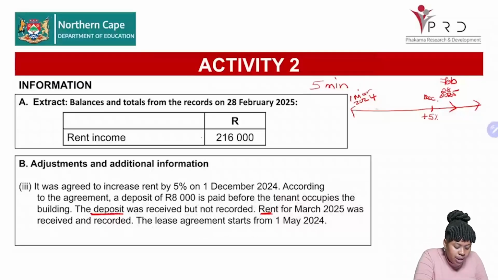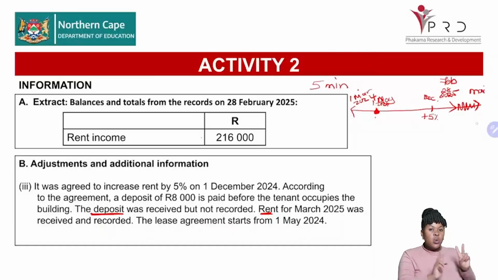So what am I doing right now? I'm just drawing my timeline and trying to make sense of the information that's given to me. Okay. So in May 2024, there it is. That's when the lease started. Okay. And then we've received until March. So the problem is this. So we have 2 transactions in this one information provided to us.